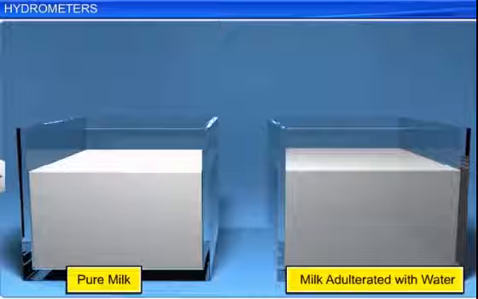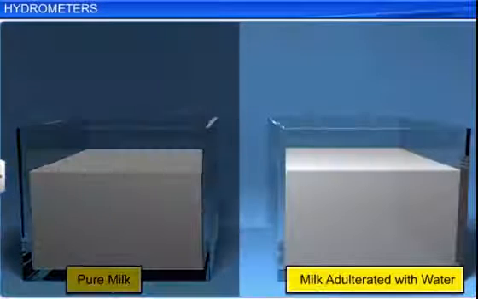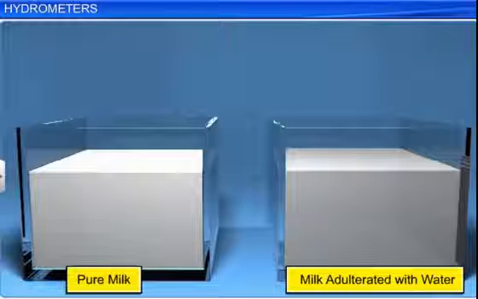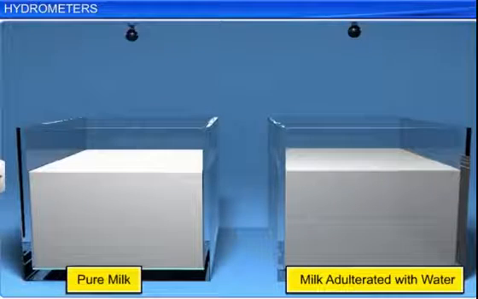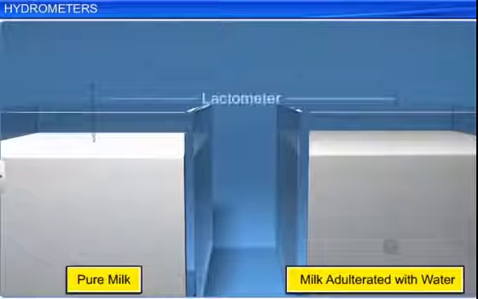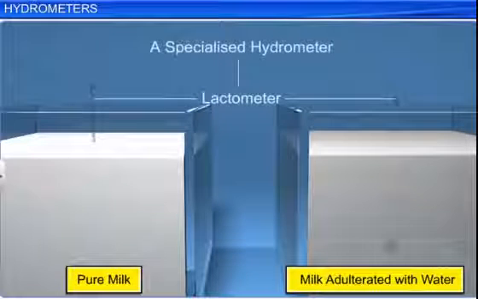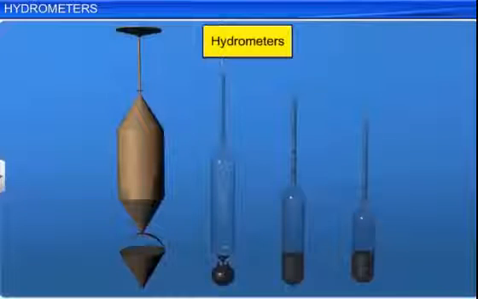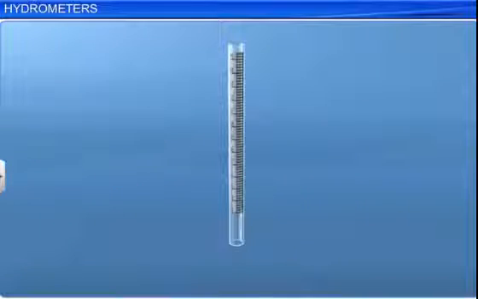Can you distinguish between pure milk and milk adulterated with water? Yes, you can do this with the help of a device known as the lactometer. In fact, a lactometer is a specialized hydrometer used for checking the purity of milk. The hydrometer is an instrument used to find the relative density or specific gravity of liquids. It works on the law of flotation. A simple hydrometer constructed in the laboratory can be used to study its principle of working.